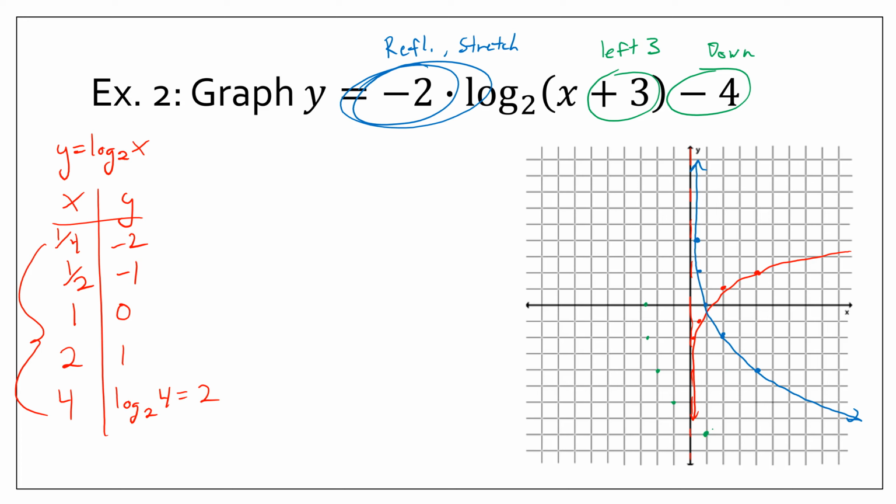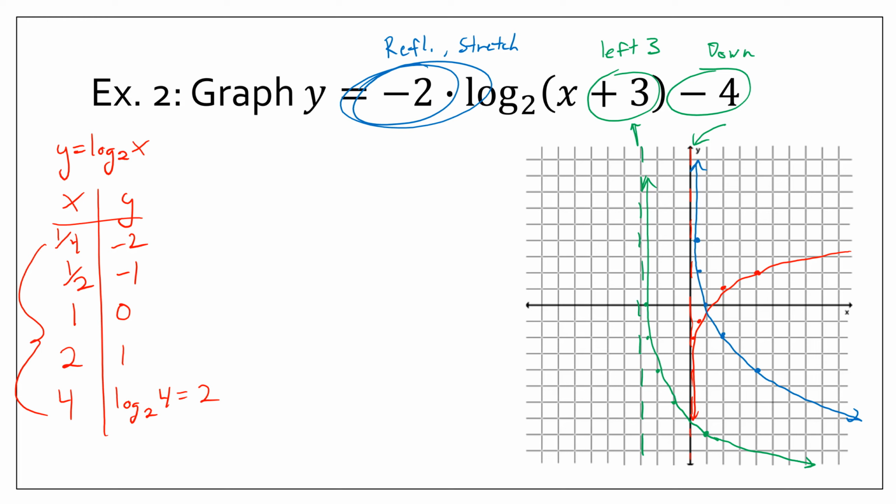Okay, easy. We just need to make sure that we know where the asymptote is. Normally the asymptote is at x equals 0. But since we're shifting left by 3, now the asymptote will be at -3. So here it is, and we can see that does kind of line up with our points. So here is our reflected and translated function. The green one is the final answer.